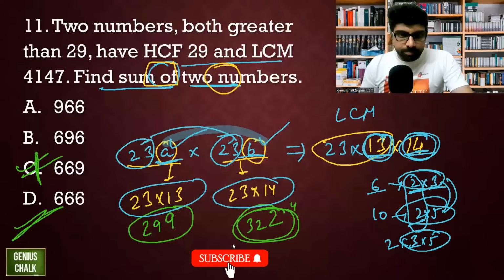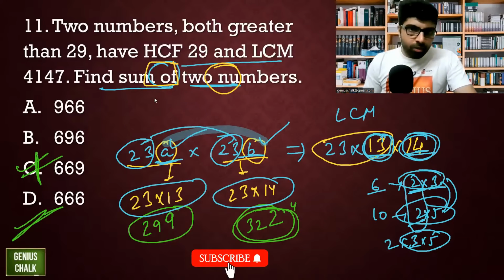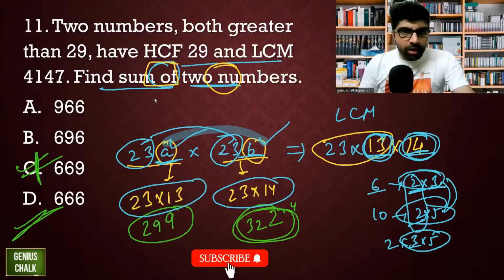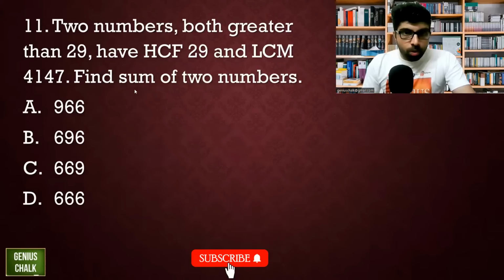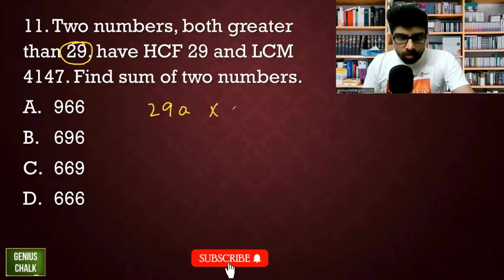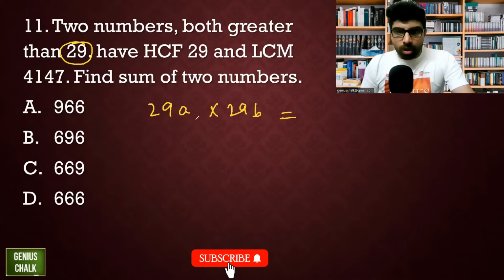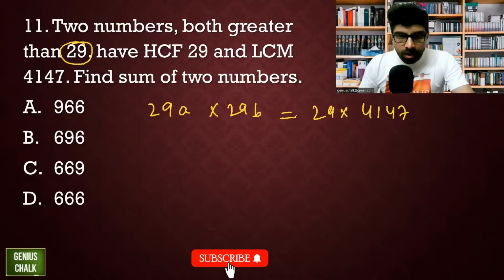Next question. Two numbers, both greater than 29, have HCF 29 and LCM this. Find the sum of the two numbers. Let's find it. So two numbers both greater than 29, this is what we have to make sure. Fine. HCF is 29, so the numbers must be of this form, 29A and 29B. And we know the product of the two numbers is always equal to the product of their HCF and LCM. That means I can say it is equal to 4147.